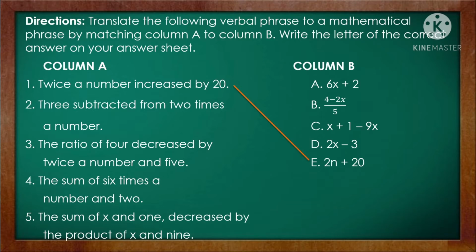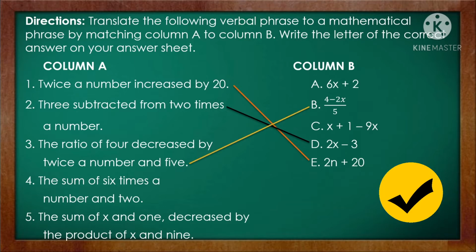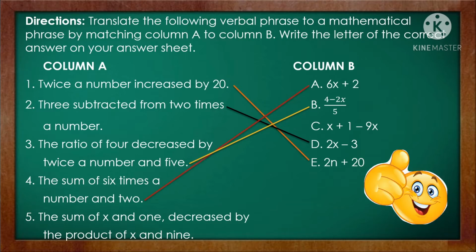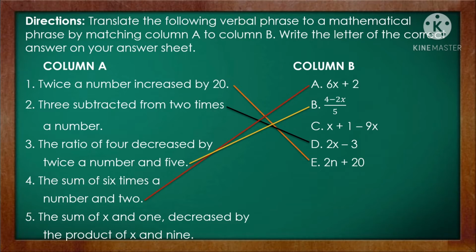3 subtracted from 2 times a number is... Very good, letter D, 2x minus 3. The ratio of 4 decreased by twice a number and 5 is... You got it, letter B, 4 minus 2x over 5. The sum of 6 times a number and 2 is... Excellent, letter A, 6x plus 2.